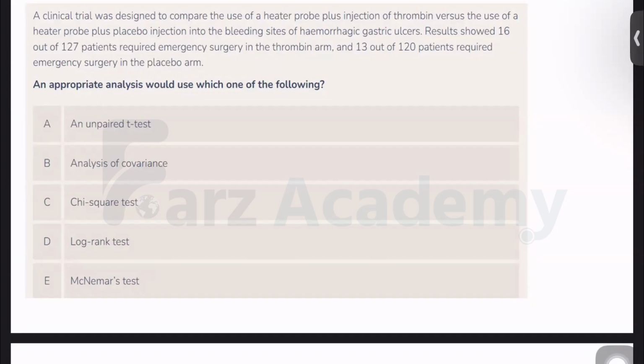So out of the answers, which is definitely ruled out, which is a parametric test here? T-test is parametric, no? ANOVA we also saw was parametric, for more than 2 groups. So what is the answer? A and B are parametric, we are seeing non-parametric. Chi-square test. Very good. So 16 out of 127, 13 out of 120 means what? Proportion. How much proportion of individuals?